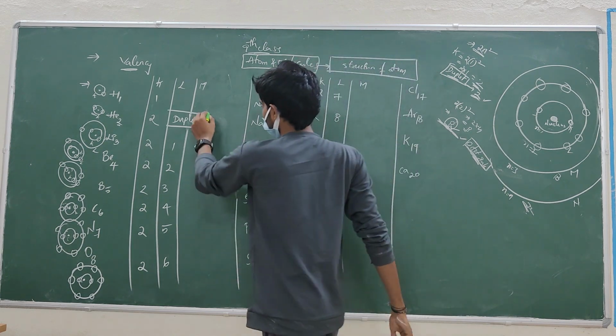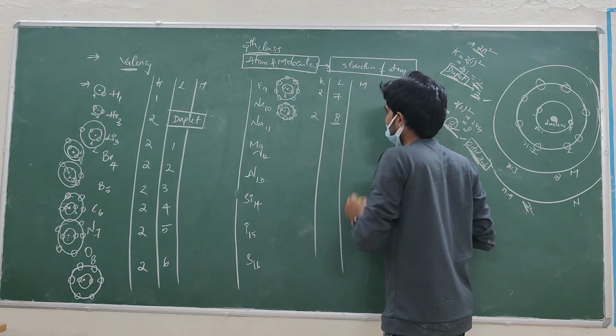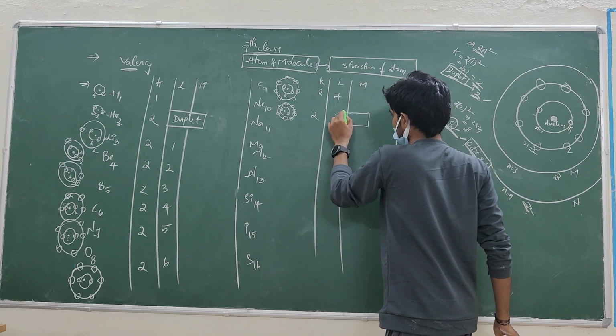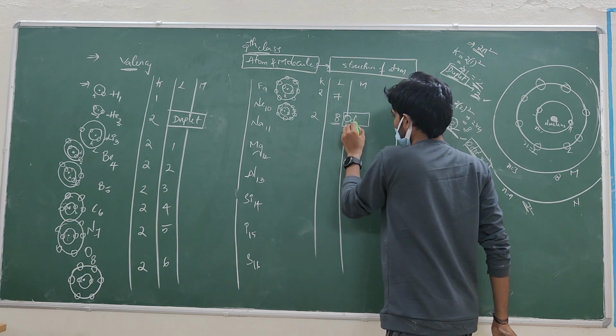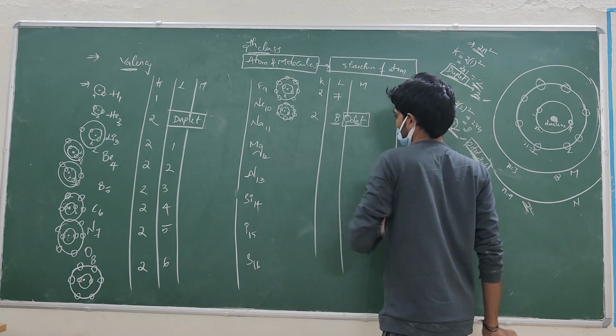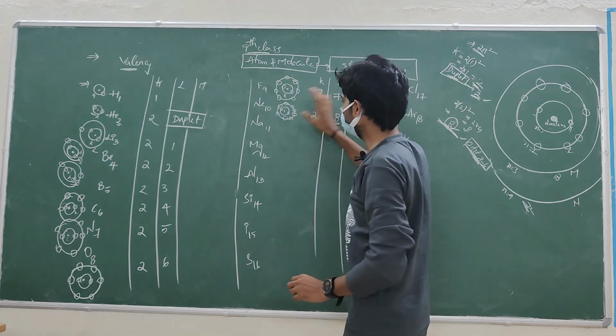As we discussed here, if it contains 2 electrons, we call it a duplet structure. And if it contains 8 electrons in the outermost orbit, it follows a rule, and that is the octet rule. What rule? The octet rule. So if it contains 8 electrons in the outermost shell, we simply say it follows the octet rule.